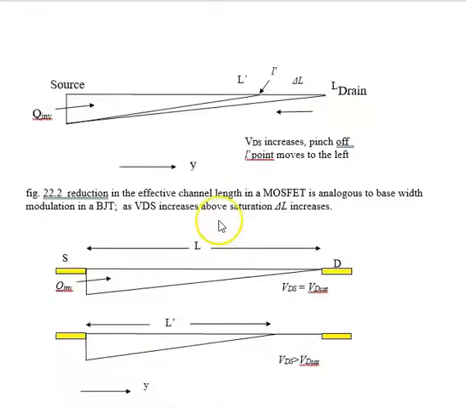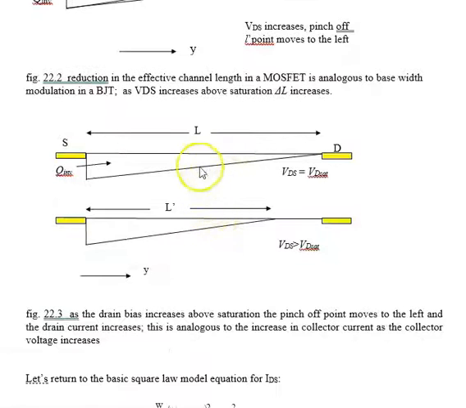the current increases. And that's exactly what is shown in these two drawings. Here we have pinch-off at the drain. Here we have pinch-off to the left of the drain. The channel in this picture here is less than the channel in the top picture, and therefore the current increases. So we have a slope to the current as a function of the output voltage.